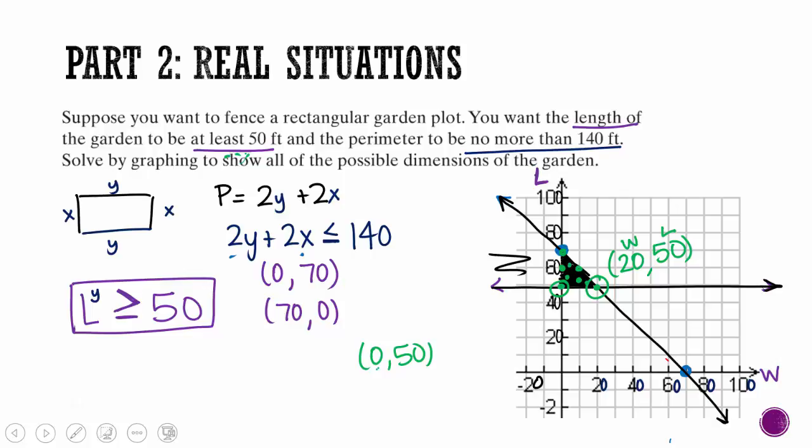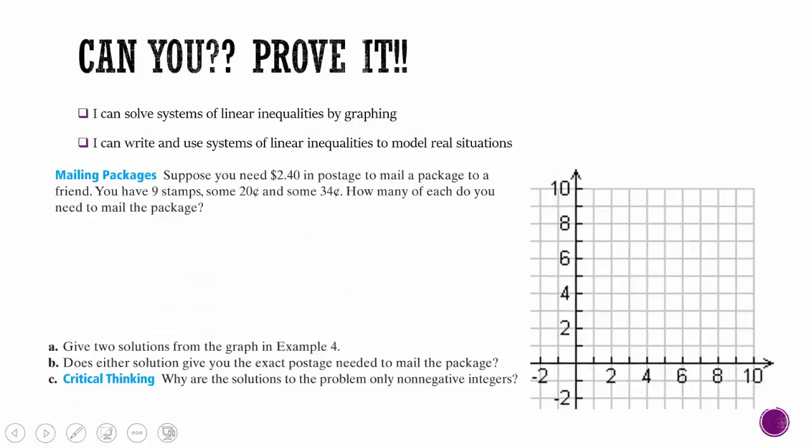So now that you've seen a couple of these, you have one to do on your own. Make sure when these are cents that you either put them as 0.20, 0.34, or what I would recommend doing is make this 20, make this 34, and then make this 240 cents. And it'll make your life a lot easier. If you need to relabel this graph, go ahead and do that.